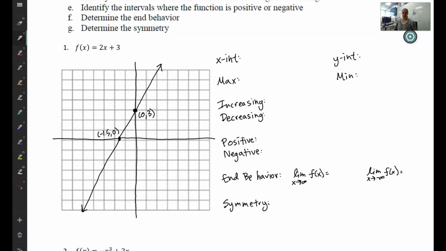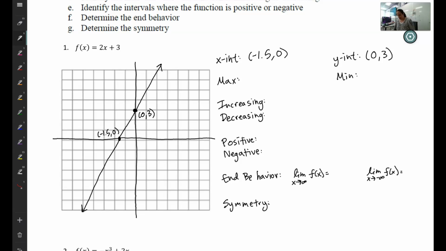X-intercept is where it touches the x-axis. It is always a coordinate point. So this touches the x-axis at negative 1.5, comma 0. Now, you can have more than one x-intercept or you could have no x-intercepts. It's just whenever it touches the x-axis. Y-intercept is where it touches the y-axis, also a point. Only have one this time.